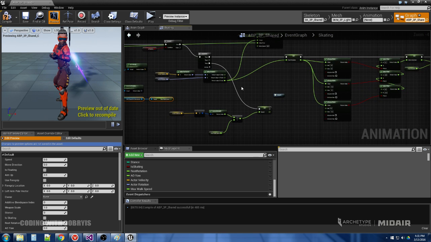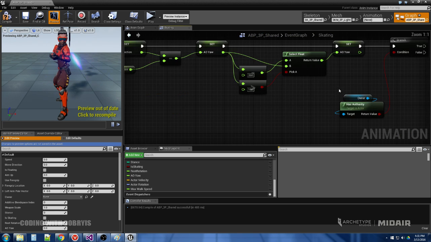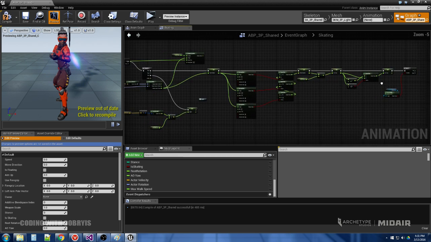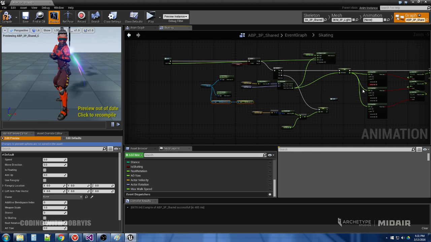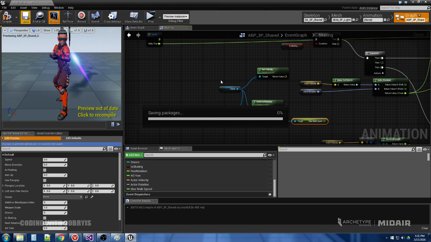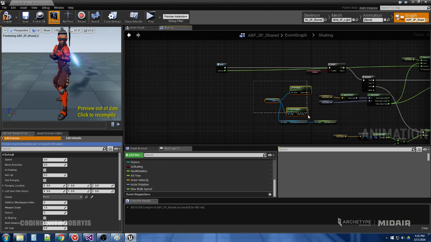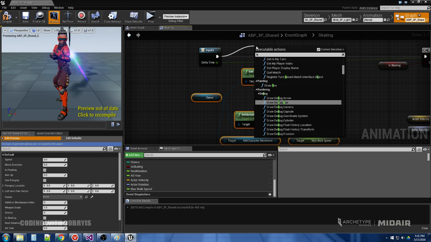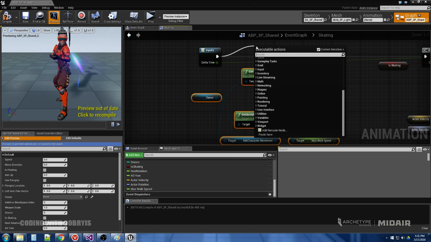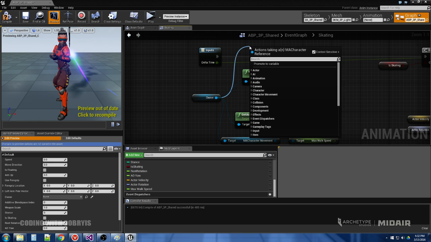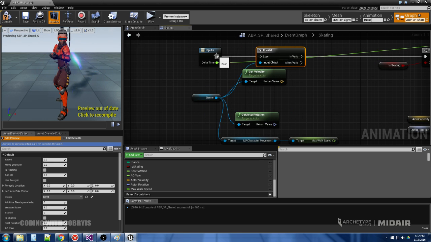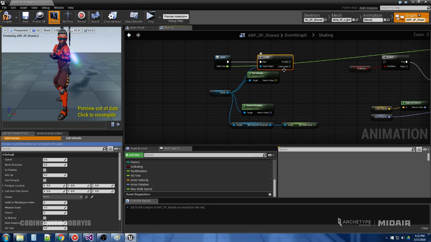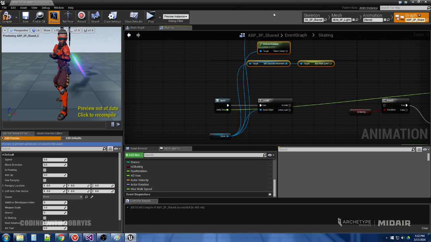Alright, is owner being used anywhere else? Here. I don't care about there. Alright, so now I'm going to have it so that it is valid. If it is valid, we're going to set all those variables I just made.